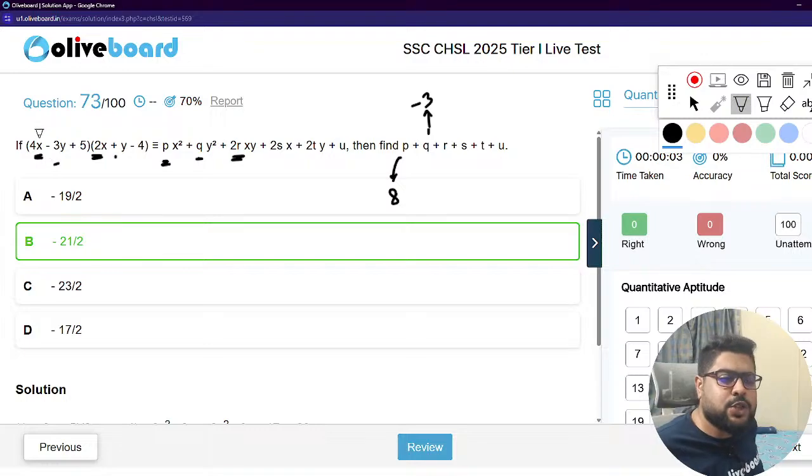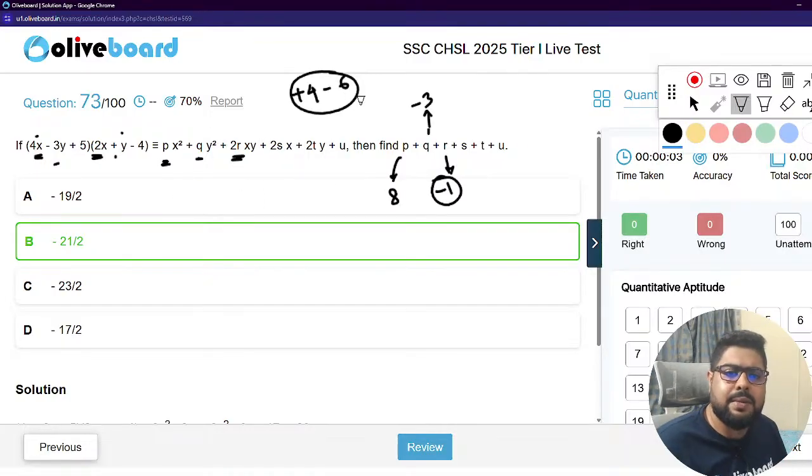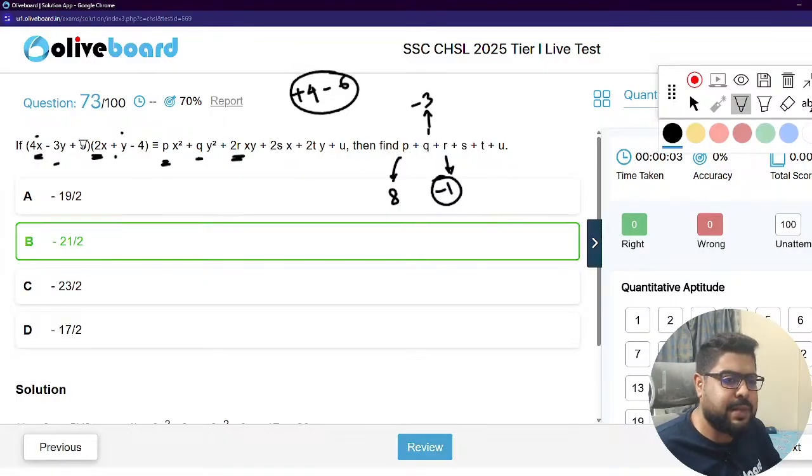2r xy. xy, I'll get, sir, 4x into y plus 4 minus 6. That is minus 2. So 2r is this, it is minus 1. 2r is minus 2, that is minus 1. Now.